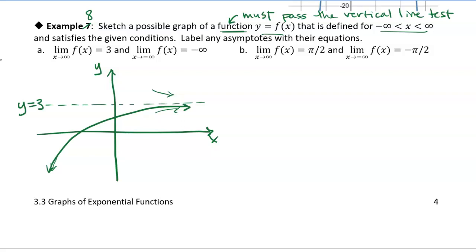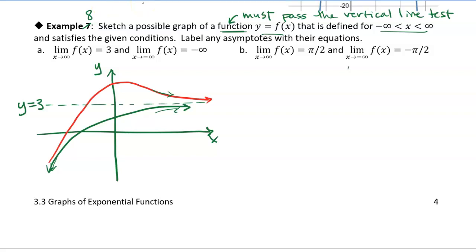But like I said, there are other answers. So another case would be, well, maybe it comes up and then it comes back down like that. You could have a case like that. A function can cross its asymptote. So you could have a function like that, and it would satisfy those criteria that were given. All right, so let's look at the next one.